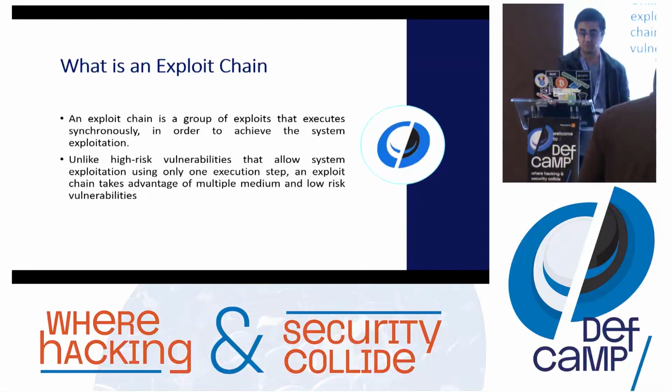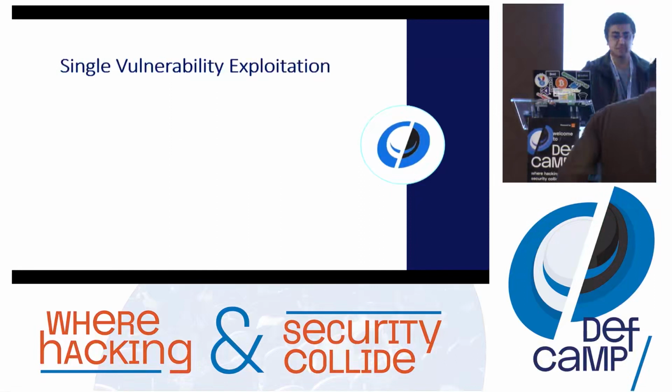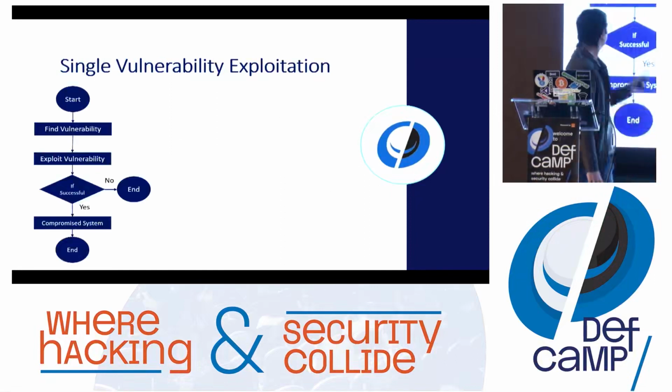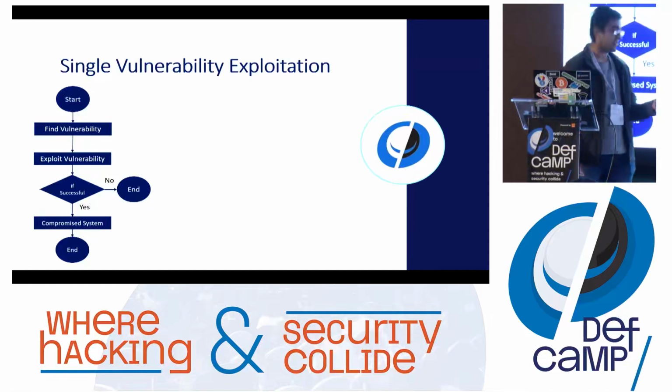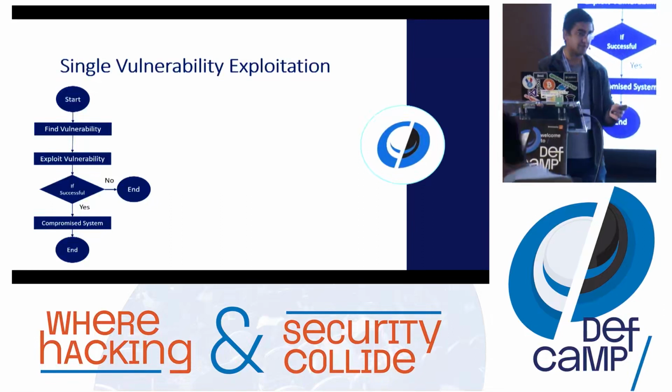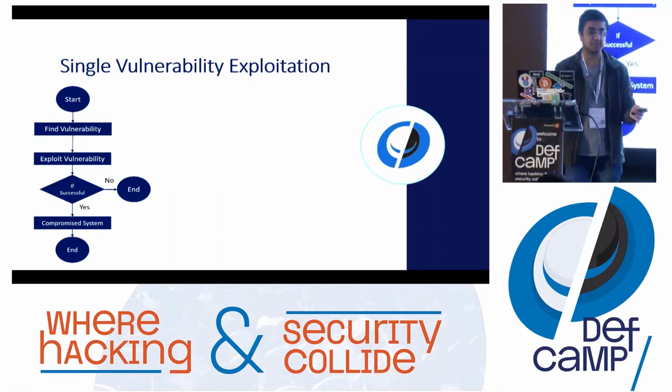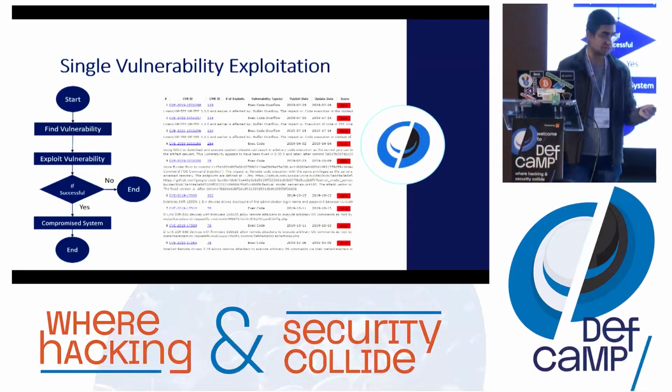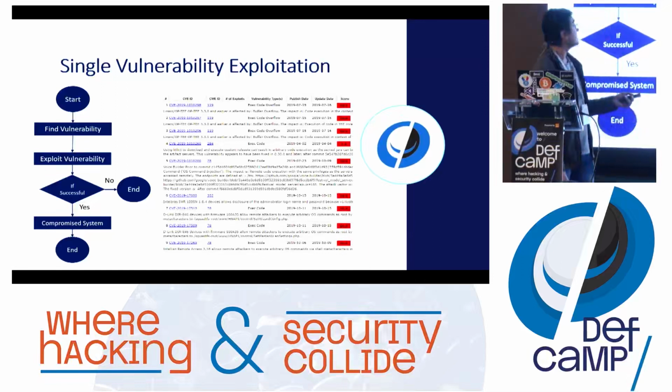When we see a single vulnerability exploitation, we see a very simple graph. You just identify a major vulnerability, like in EternalBlue, exploit it, and you will have root privilege of the whole system. These are some examples of high-risk vulnerabilities that can be exploited within one execution step.